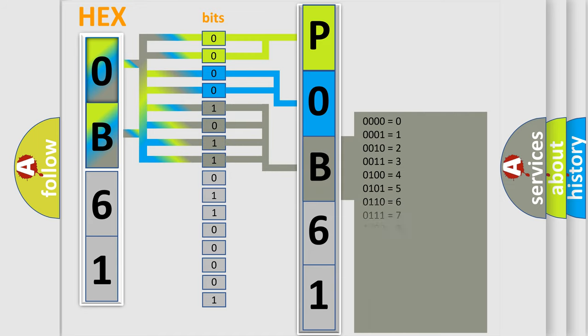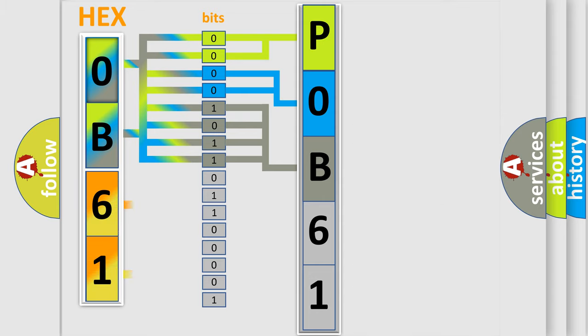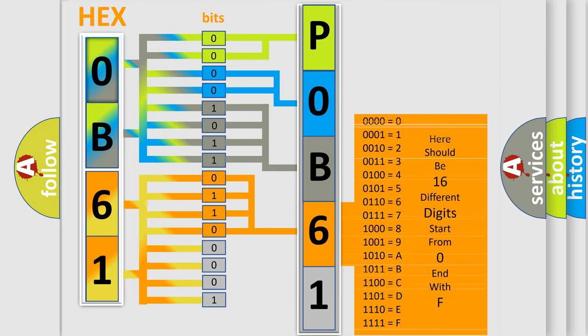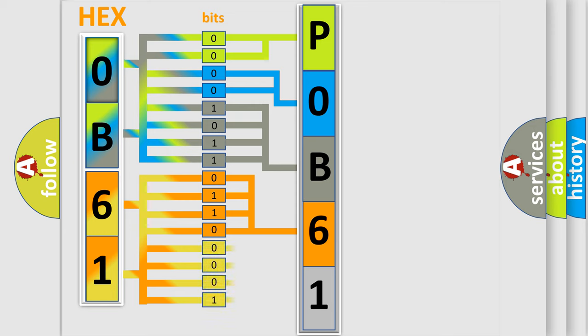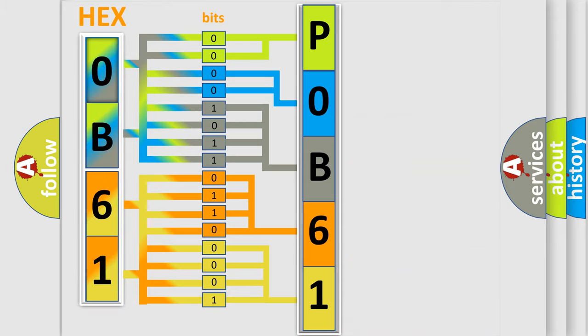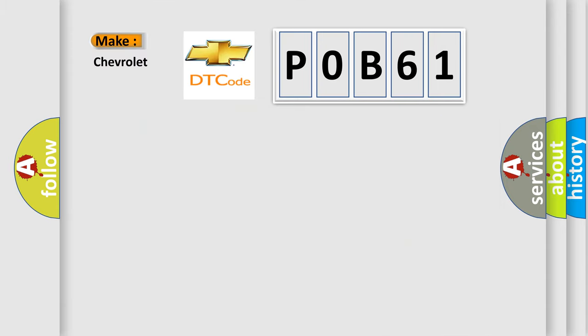The second byte is composed of a combination of 8 bits. The first 4 bits determine the fourth character of the code, and the combination of the last 4 bits defines the fifth character. A single byte conceals 256 possible combinations. We now know in what way the diagnostic tool translates the received information into a more comprehensible format. The number itself does not make sense to us if we cannot assign information to what it actually expresses. So, what does the diagnostic trouble code P0B61 specifically mean for Chevrolet?